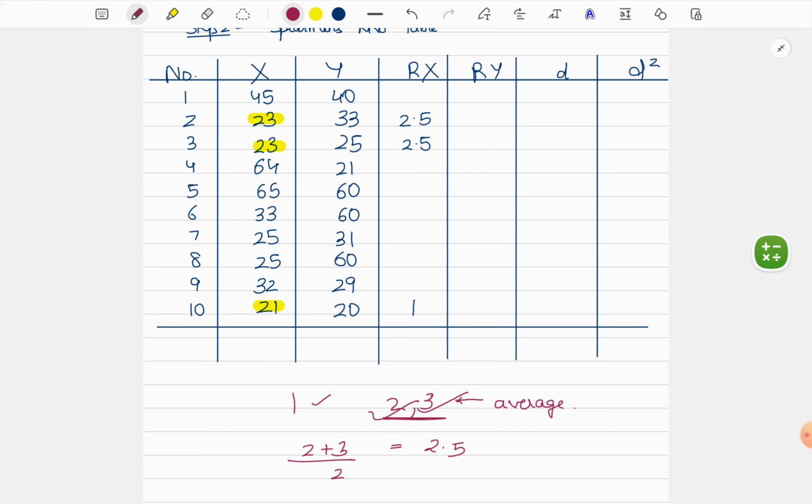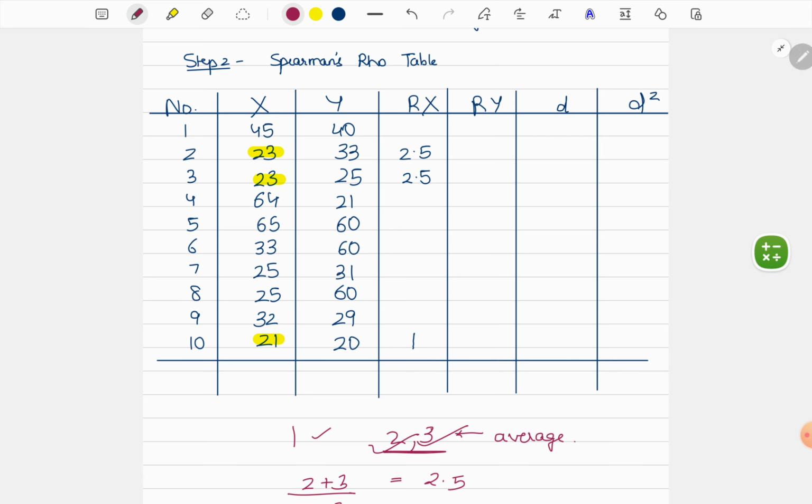I want to emphasize on this. This is where students make mistake. After they've given a rank like 2.5, they will try to give rank 3 to the next score. You can't give the rank of 3. 3 is already completed when you were calculating the average. Now the next score you will have to give rank 4. We have to progress in the same way like we saw.